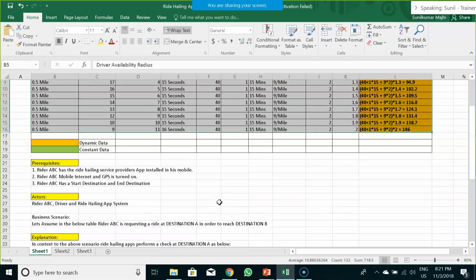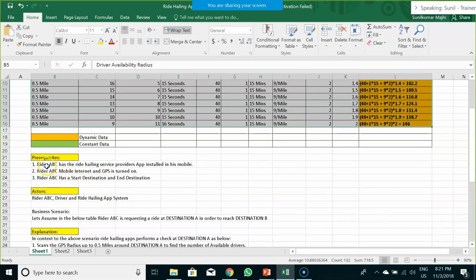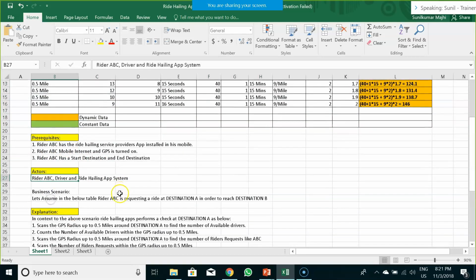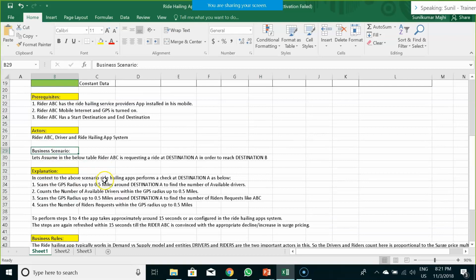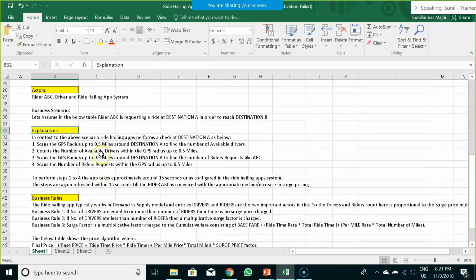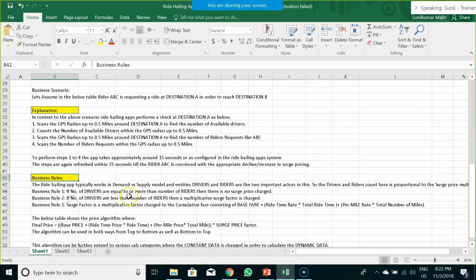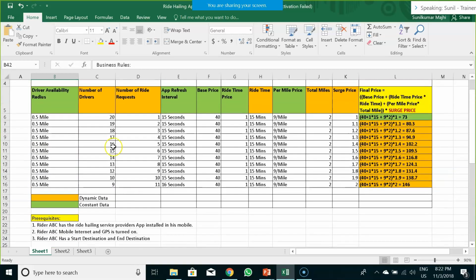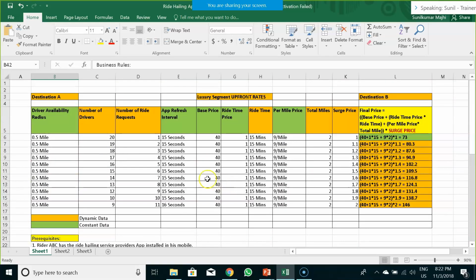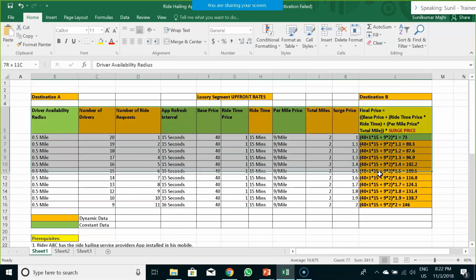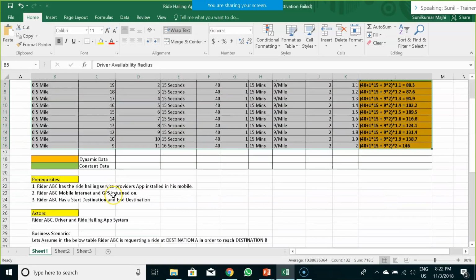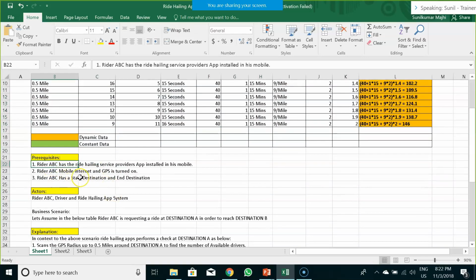There are certain other things that you need to take into consideration, like the prerequisites, who the actors are, what the business scenario is, how this algorithm would work, and what business rules will be taken into consideration. If you consider the prerequisites, the prerequisite would be that rider ABC has the ride hailing service provider's app installed on his mobile.